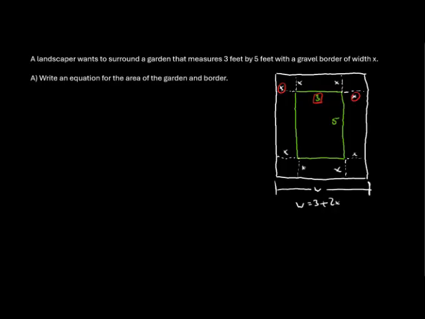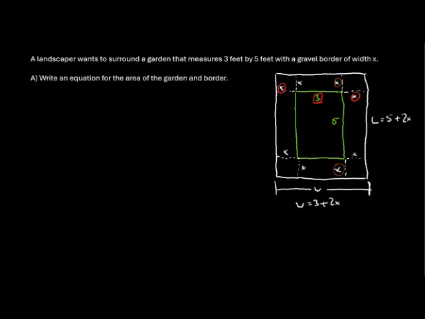We can look at the length the same way. The length begins with a base of 5, but then we'll add 2 more x's onto it, 1 on top, 1 on the bottom. Therefore, we'll say L is equal to 5 plus 2x.